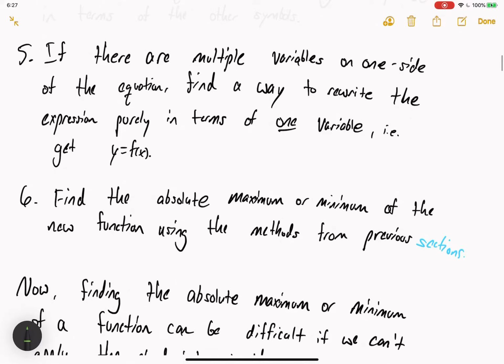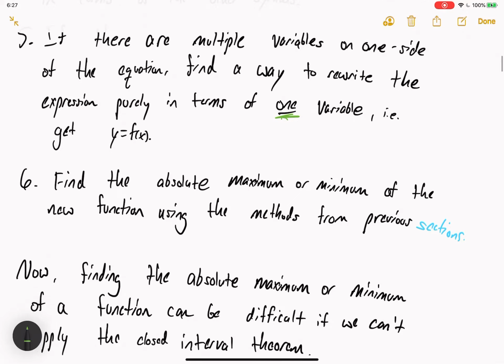If there are multiple variables on one side of the equation, we find a way to rewrite the equation purely in terms of one variable. So we want to write y is equal to f of x, not y is equal to f of x, h. You want to bring down the number of variables to a minimum. That way it's easier to solve the problem.